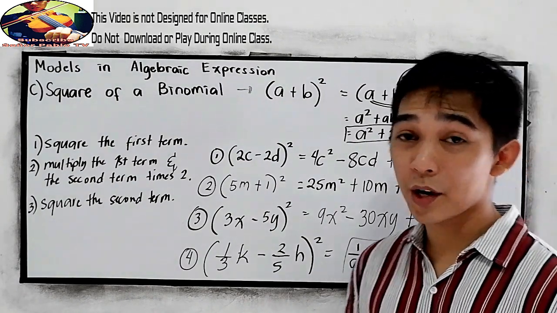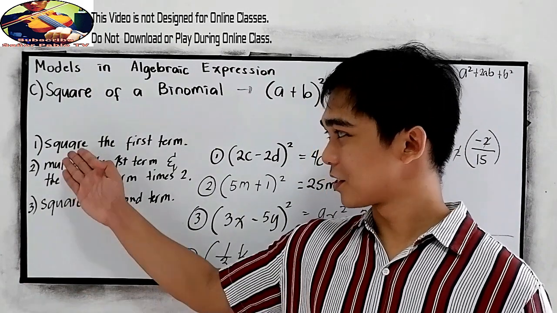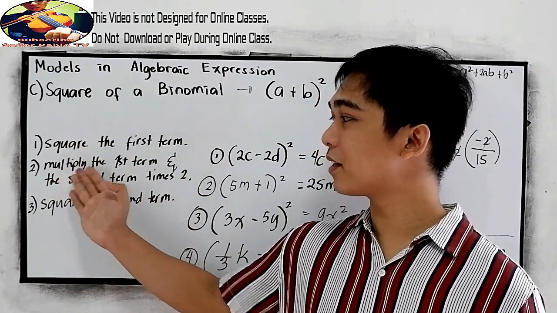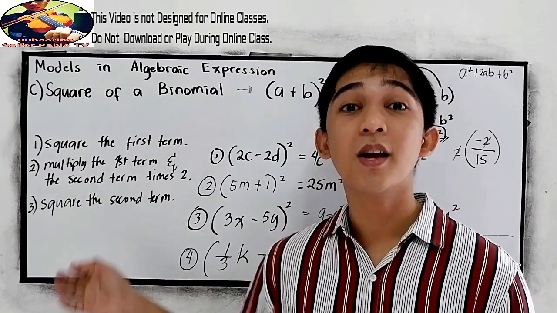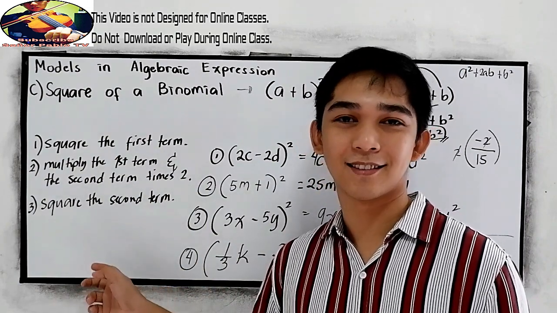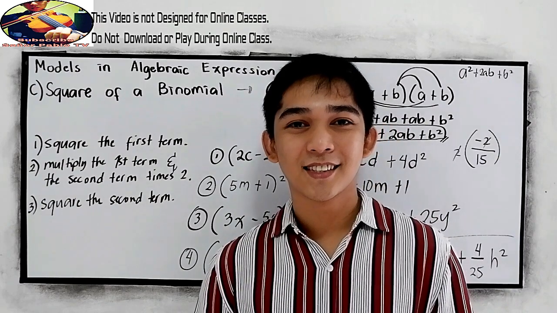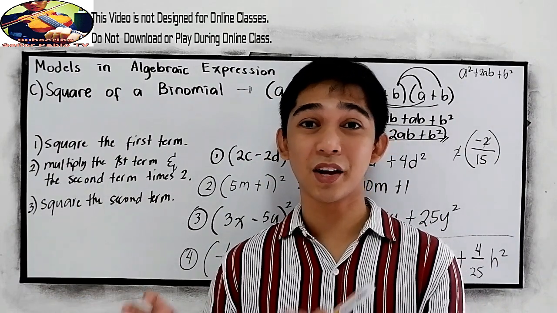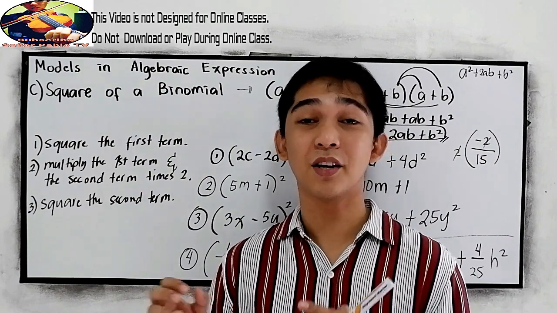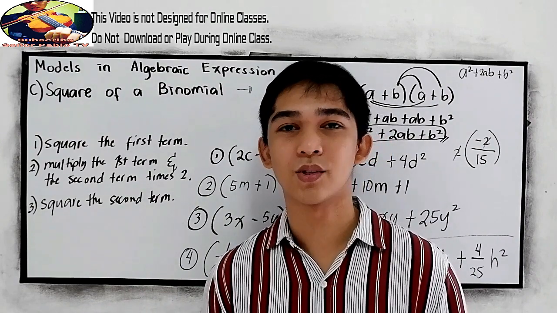So that is the square of a binomial. Square the first term, multiply the first and the second term times 2, and square the second term. Memorize this shortcut. And the importance of this is you're going to need this in your grade 9, grade 10, grade 11, and grade 12 for the pre-calculus.